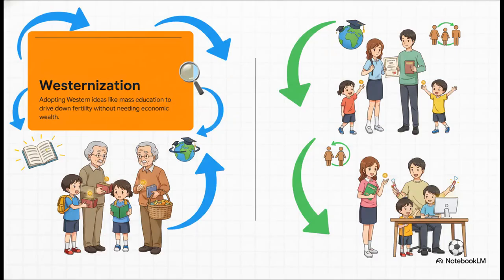So Caldwell defined this westernization as the adoption of Western ideas, things like mass education and the nuclear family structure. And under this shift, something massive happens. The wealth flow literally flips. In a traditional society, wealth flows upward from children to parents. But under westernization, wealth flows downward from parents to children. Suddenly, having a massive family becomes economically irrational.